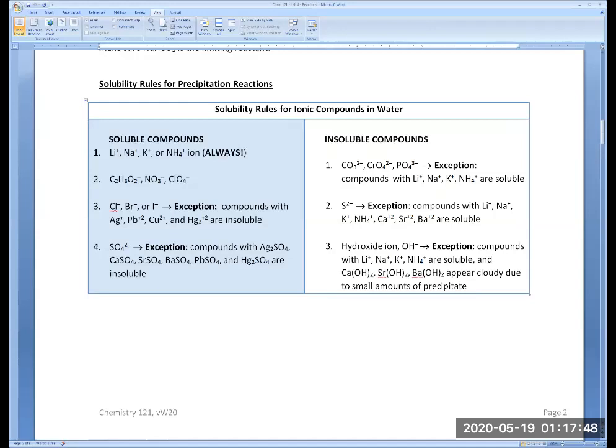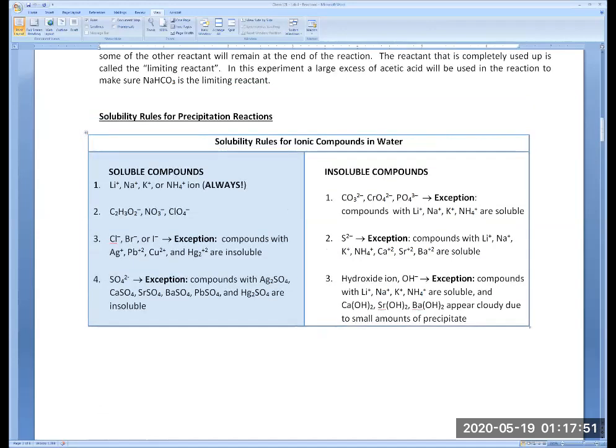And then the hydroxide ion. We were saying earlier that when bases are symbolized as MOH, aqueous, it means they are soluble, but hydroxide tends to make insoluble compounds otherwise, except when it's with lithium, sodium, potassium, ammonium. It says here calcium hydroxide, strontium hydroxide, and barium hydroxide appear cloudy due to small amounts of precipitates. So then you don't know what to do.